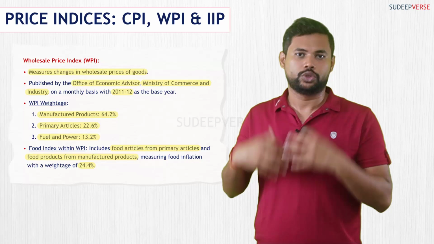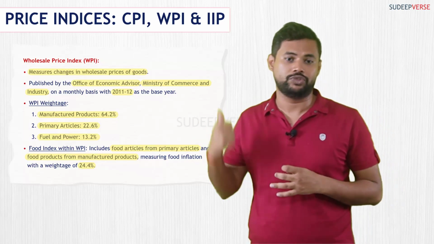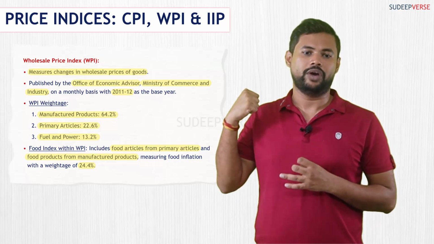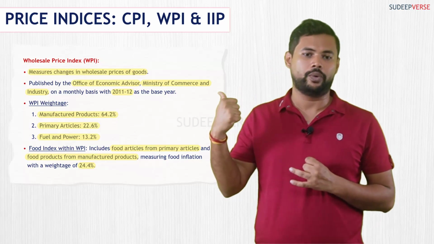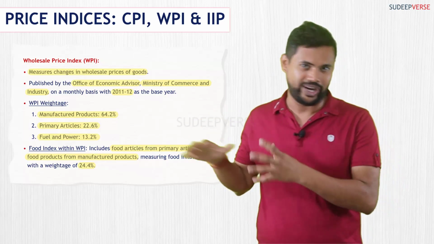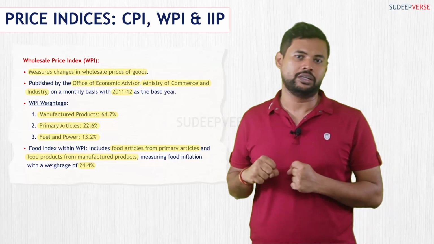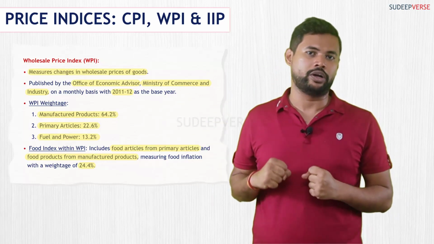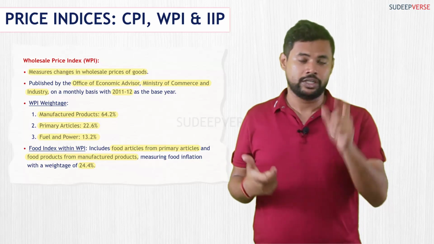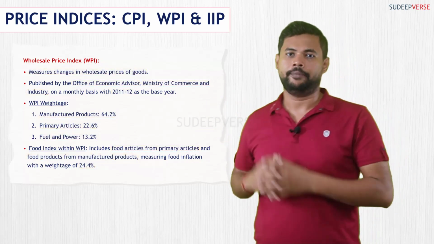To summarize the weightage of WPI, the first is manufactured products, which has 64.2%. Then you have primary articles at 22.6%, and the next is fuel and power, that is 13.2%. From this they have pulled out the food articles from primary articles and food products from manufactured products to create something called the food index. So this is what is WPI.